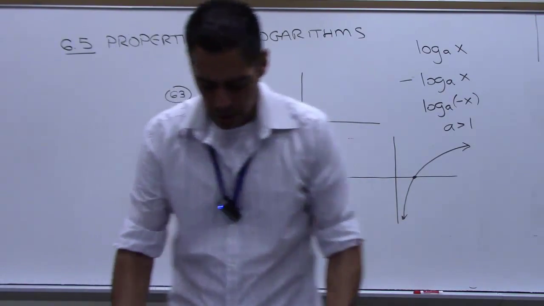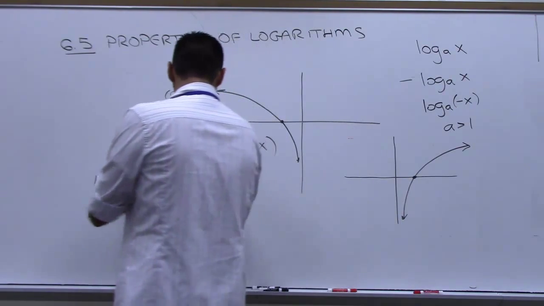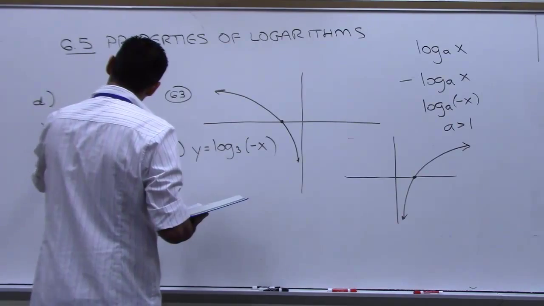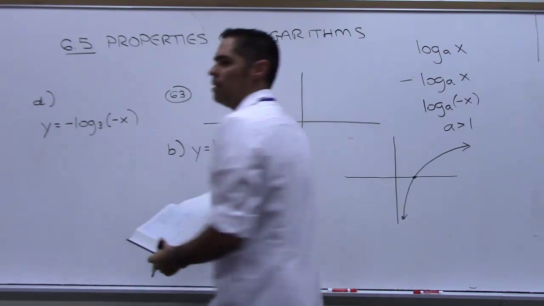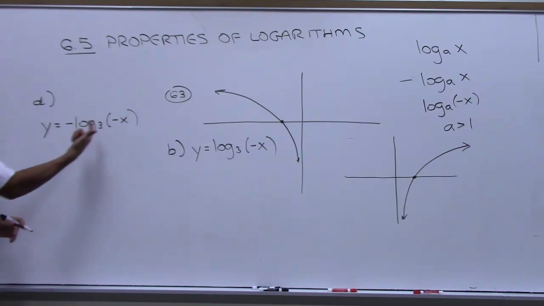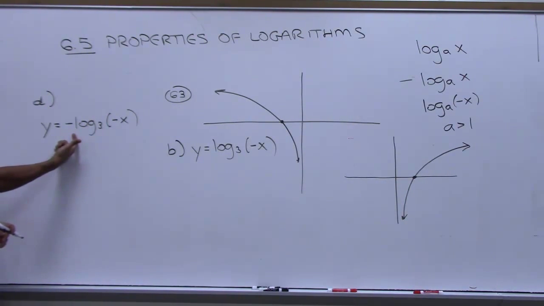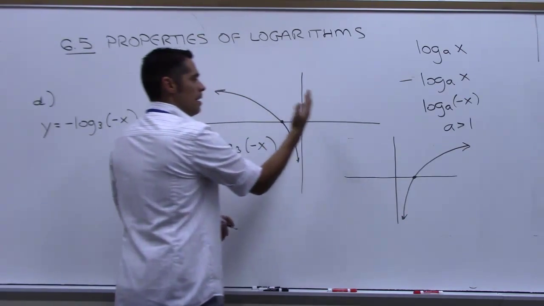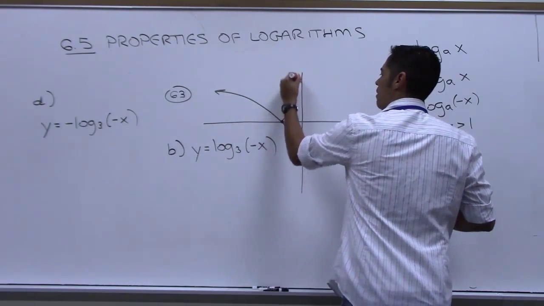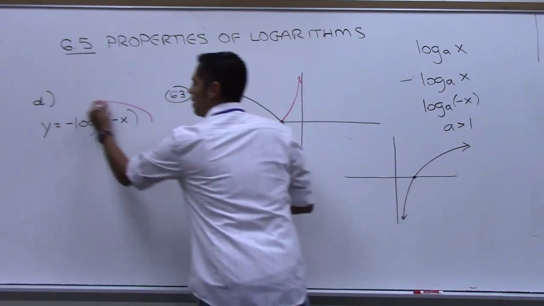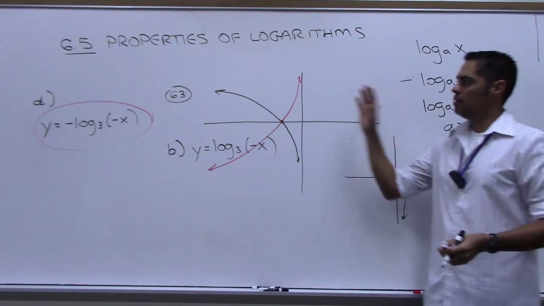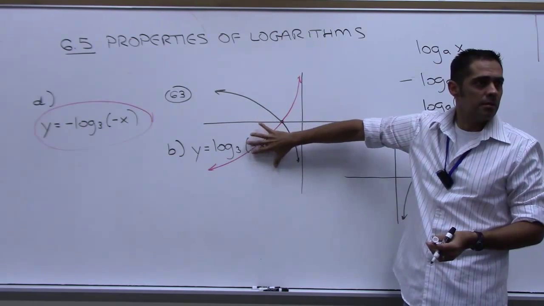Okay? Let me compare that to choice D. Choice D was negative log base 3 of negative x. There would be a double reflection. This would be a reflection over the y-axis followed by a reflection over the x-axis. So you would do this, and then that over the x. So this red one would be this one. Do you see the difference? Reflection over y followed by reflection over x.